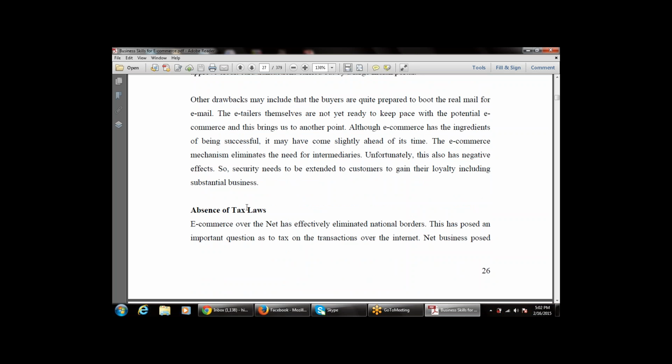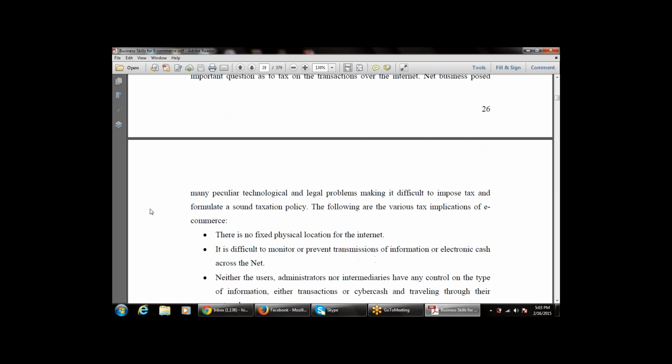The next limitation is the absence of tax laws. That is, there are no tax laws available. E-commerce over the net has effectively eliminated national boundaries. This has posed an important question as to the tax on transactions over the internet. We are doing transactions online, which has an adverse effect on taxes and the rules and regulations of the government. Net businesses pose many peculiar technology and legal problems, making it difficult to impose tax and formulate a sound transaction policy. So there are problems in imposing tax whenever we do transactions online.